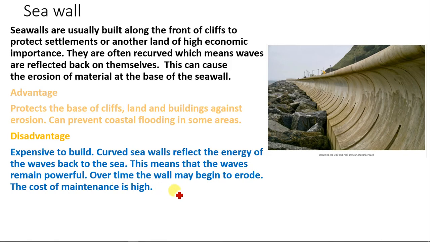Seawalls. Seawalls are usually built along the front of cliffs to protect a settlement or other land of high economic importance. They are often recurved, which means waves are reflected back on themselves. This can cause the erosion of materials at the base of the seawall.